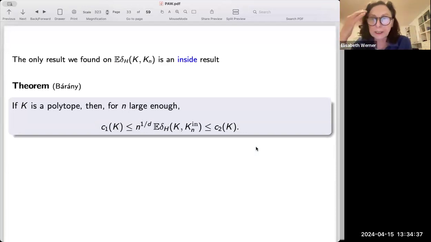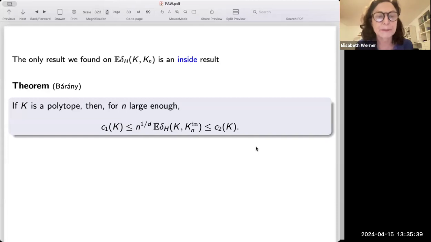To indicate a bit what we can expect and to see what we could find in the literature, I want to mention this one result that we actually could find, but that was an inside result, that is, the random points were not chosen on the boundary, but inside the polytope K. This is a result by Barani that says for n large enough, the expected Hausdorff distance between K and a random inside polytope times n to the 1 over d is bounded above by some function C2 of K and bounded below by some other function C1 of K. So they are both strictly positive and finite, but they differ, and one doesn't know the exact behavior.